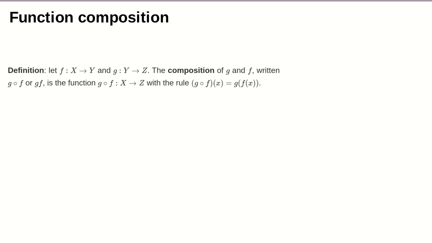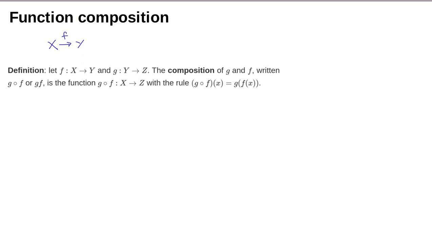In this video I'm going to draw some diagrams, and when I draw a diagram like this, so here is a set X, and then an arrow, and then another set Y, with an F like this. When I say F is a function from X to Y, what I mean is that F is a function whose domain is X and whose codomain is Y. So that's the meaning of this diagram.